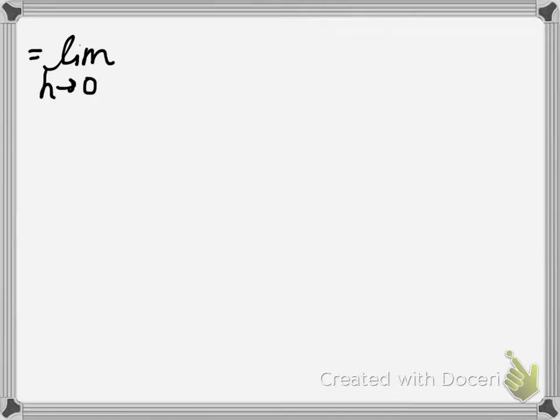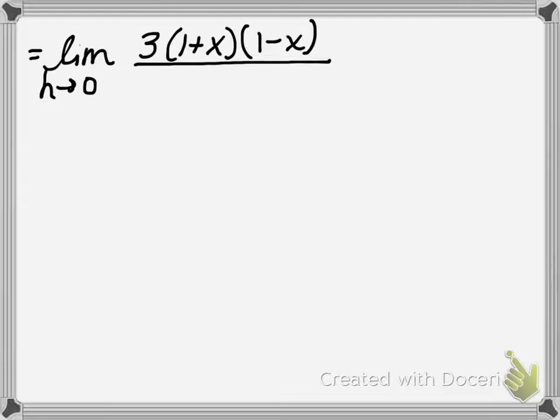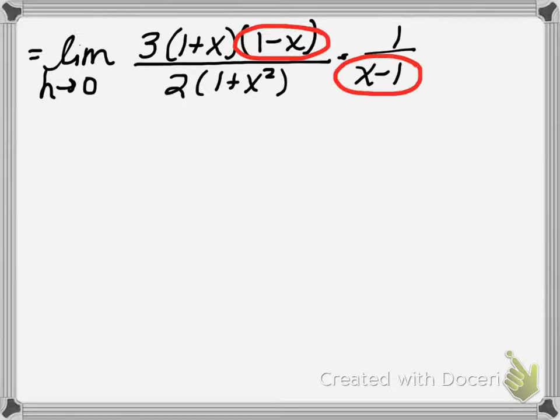So we have the limit as h approaches 0 of 3 times the quantity 1 plus x times 1 minus x, all divided by 2 times the quantity 1 plus x squared, times 1 over x minus 1. And again, we've reached this point where we're so close to being able to divide out the x minus 1 in the denominator. However, we notice that in the numerator we have 1 minus x. We don't have x minus 1.